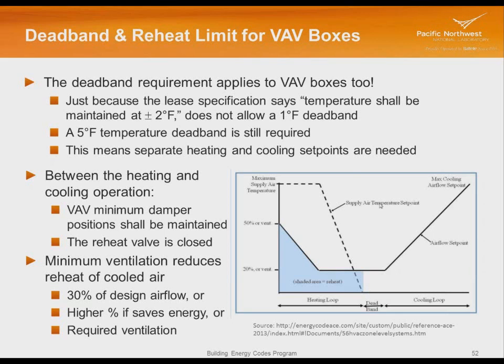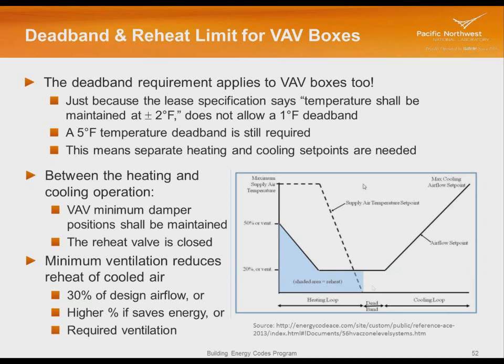And frankly, again, there are still, say, state lease requirements that call for plus or minus 2 degrees, which you cannot meet with a 5-degree deadband. But I believe the Energy Code takes precedence over those requirements. So the deadband occurs between heating and cooling operation, as we said. The minimum damper positions are maintained. We still need that minimum amount of ventilation air.